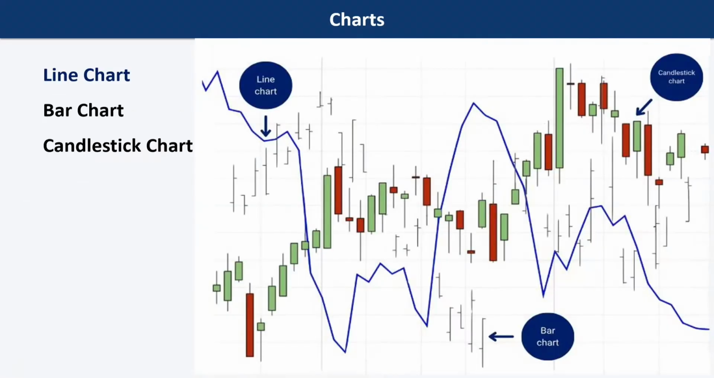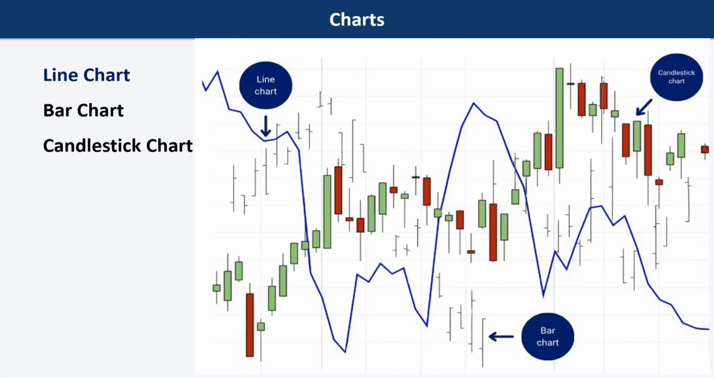And here you can see charts. What are the charts? Line chart, bar chart, and candlestick chart. What is line chart? This blue one is called line chart, right? So here it is very simple to understand because we can find only the closing price. It is just for beginners to understand, right? Next, bar charts. What are bar charts? These are called bar charts. Here you can find the open price, the high price, the low price, and the closing price.